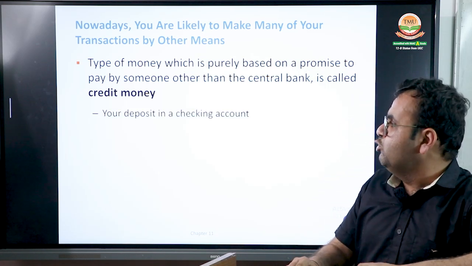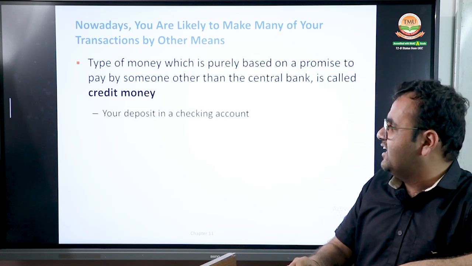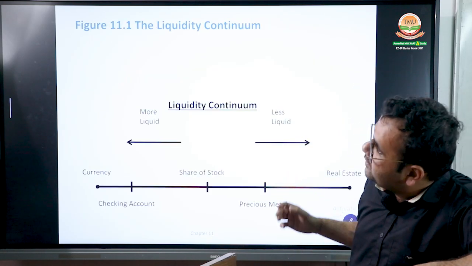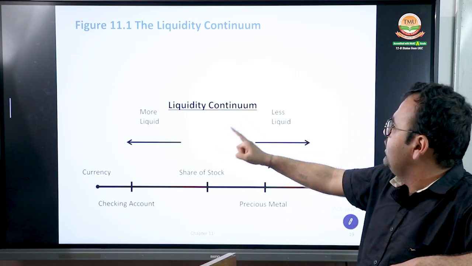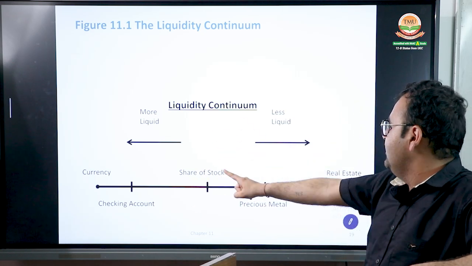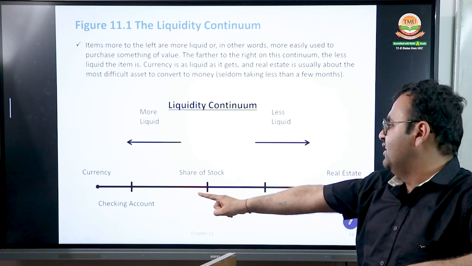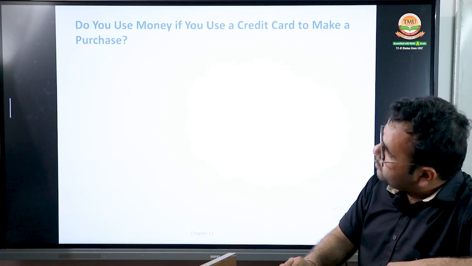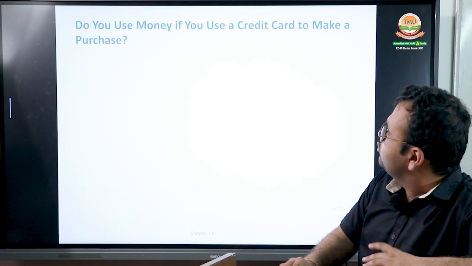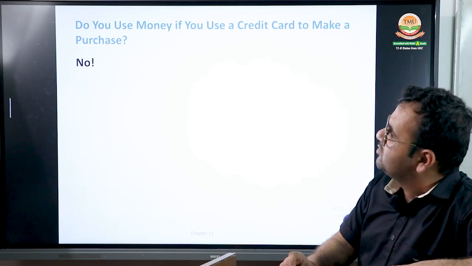RBI. Your deposit in a checking account: now we will understand the liquidity continuum. Liquidity continuum, more liquid, less liquid. Currency, share stock, real estate. Checking account, precious account. Do you use money if you use a credit card to make a purchase? No.